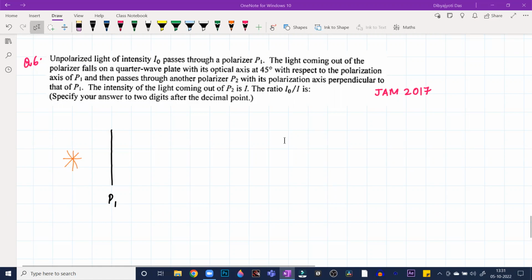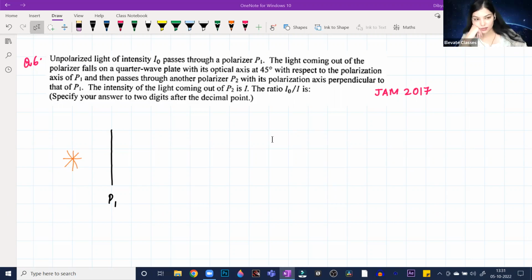Ma'am, when circularly polarized light passes through a polarizer or analyzer, its intensity decreases by half. Yes. Okay. Because the intensity of circularly polarized light, if an analyzer is put, circularly polarized light would behave like an unpolarized light. Okay, fine, then I understood the answer.